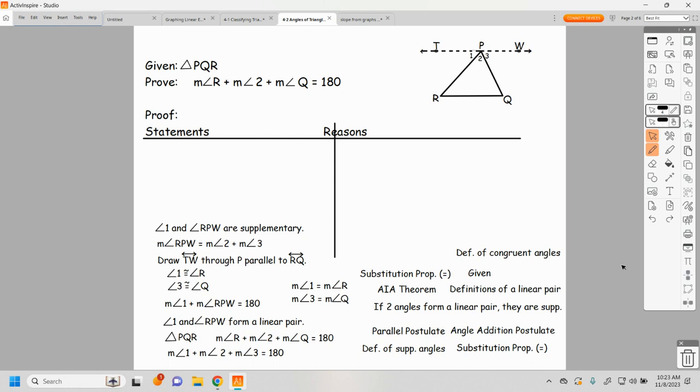Now, the other proof, basically, guys, basically, given triangle PQR, then we're going to draw a line TW through P parallel to RQ. Anybody know what that line is called?